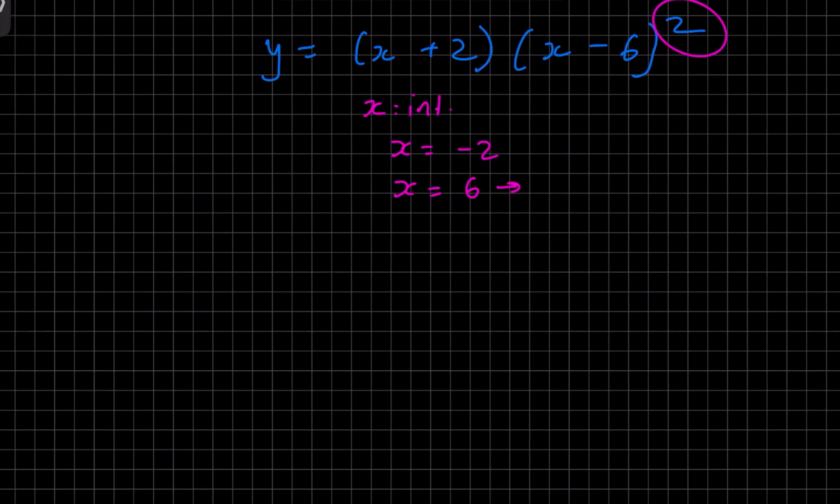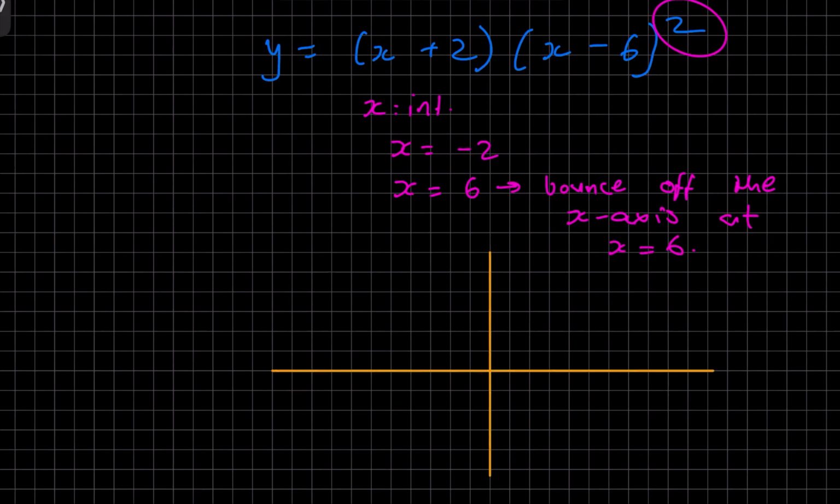What this means is that the graph will not cross the x-axis at this point, but will actually bounce off it. So this graph will bounce off the x-axis at x equals 6. All right, let's draw up our graph. Okay, taking note of our x-intercepts, so x equals -2 and x equals 6 over here. Again, there is no negative number out the front of our x's. This means that our graph will start by sloping upwards.